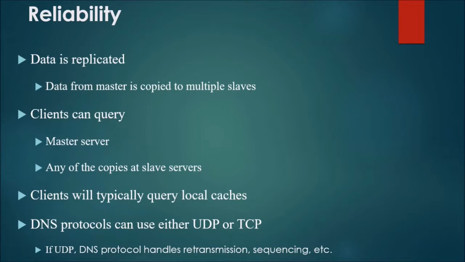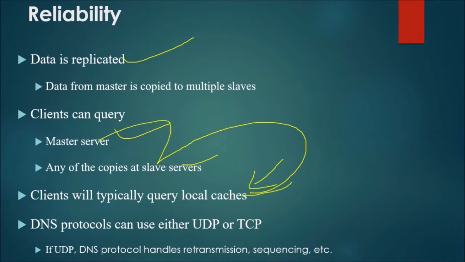Reliability is also there as far as DNS is concerned. Data is replicated, and data from the master is copied to multiple safe slaves, and clients can query the master server or any of the copies at slave servers. A client will typically query the local cache first, because if the data is available in the cache, it will be received. Otherwise, it will go to the slave, and if it is not found there, it will go to the master. DNS protocols can use either UDP or TCP, meaning connectionless or connection oriented.